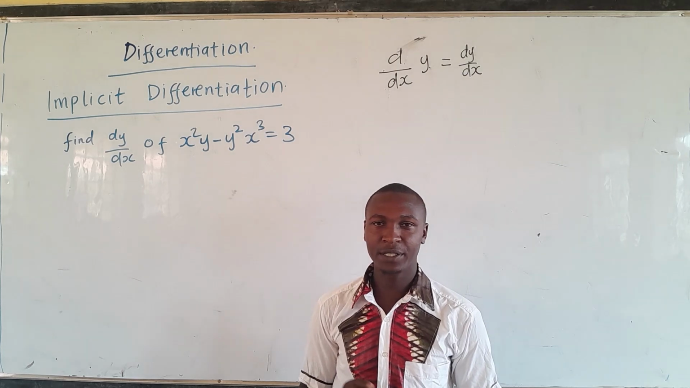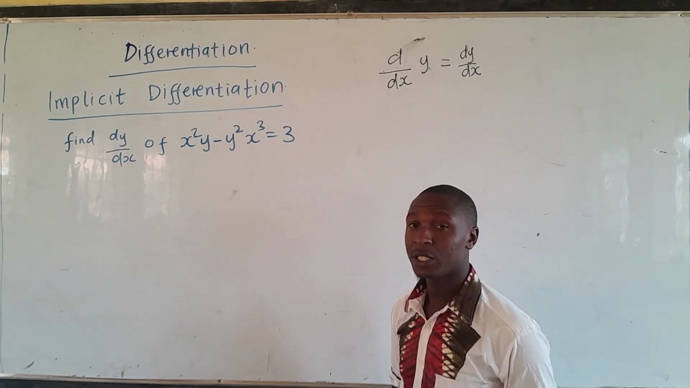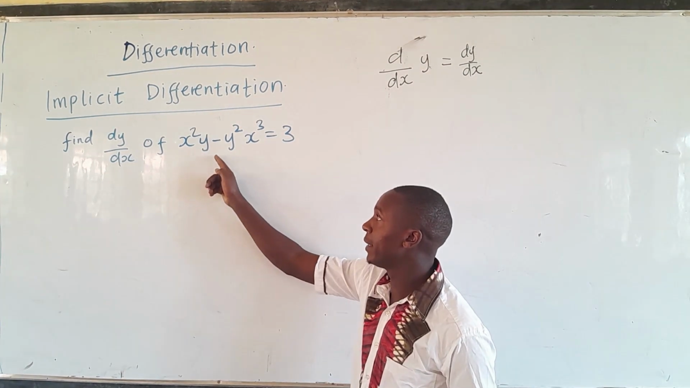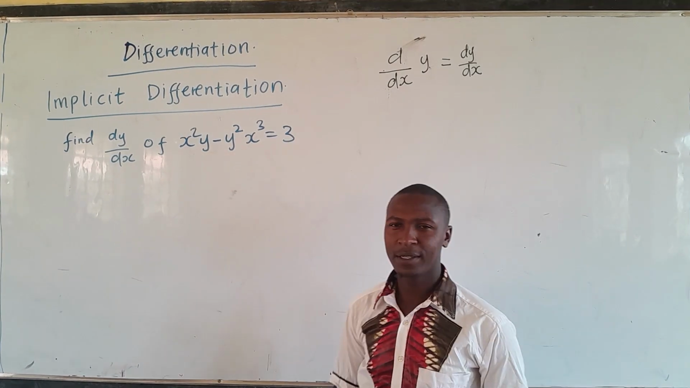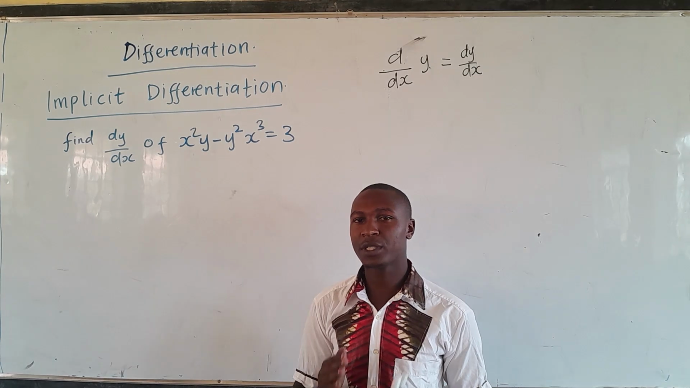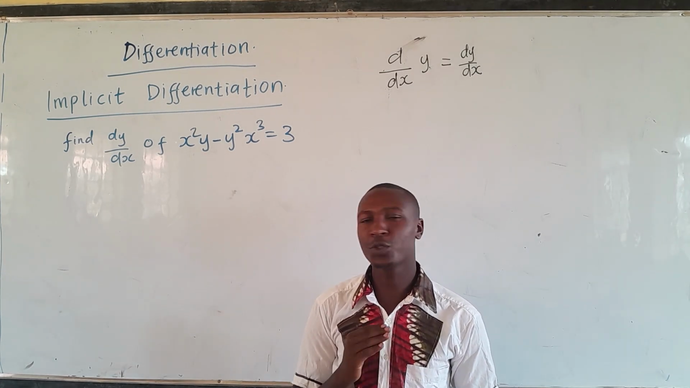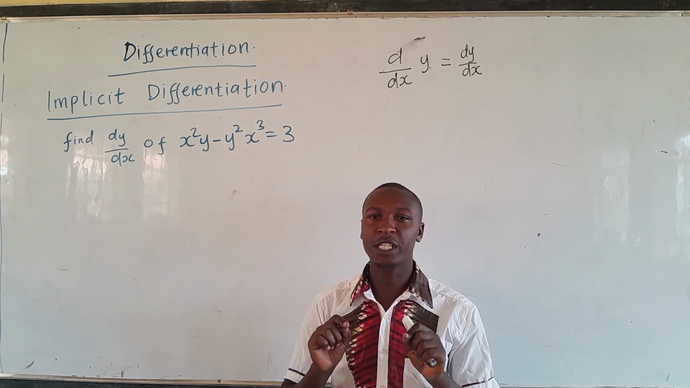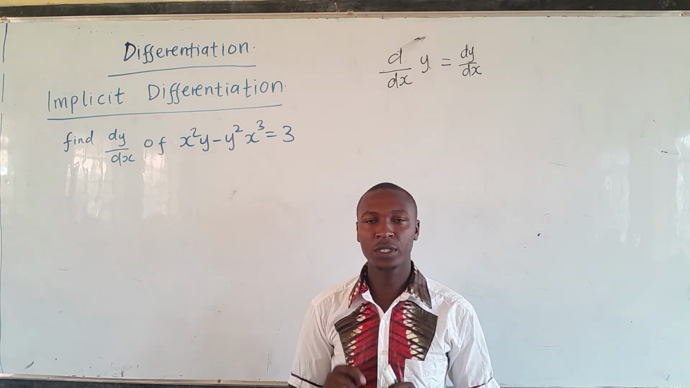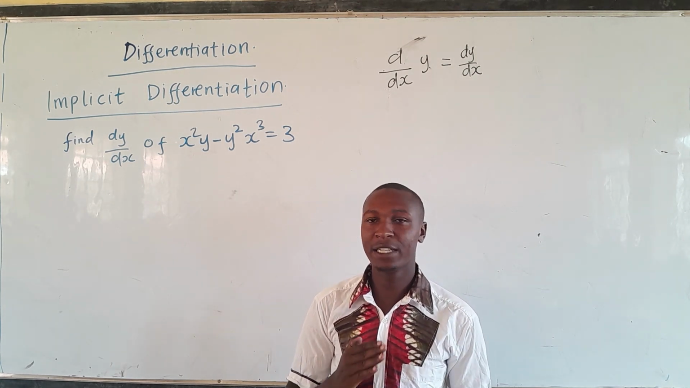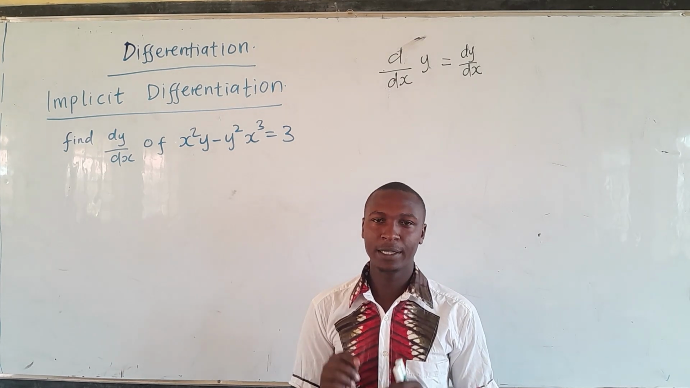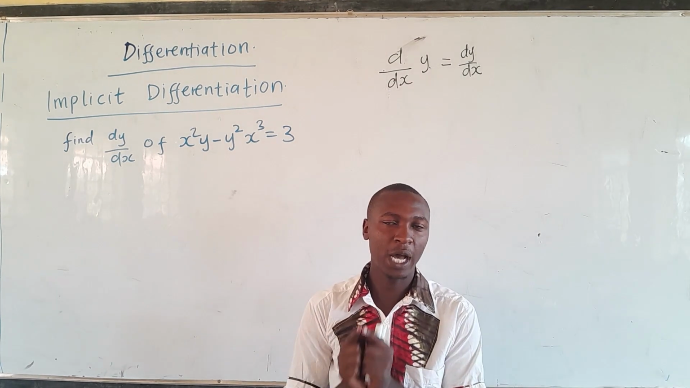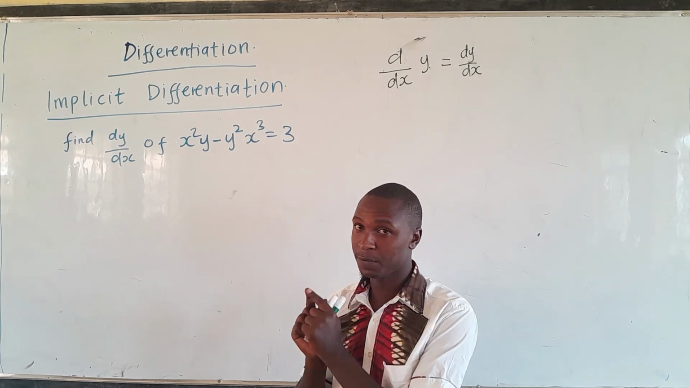In this example, you notice that we have a function x squared y minus y squared x cubed equals 3. If you look at that example and try to write it in terms of y, it's not going to be possible. And therefore, using the chain rule, product rule, or other methods of finding the derivatives is going to prove very, very hard. That is why we need to learn how to find the derivative of such a function using implicit differentiation.